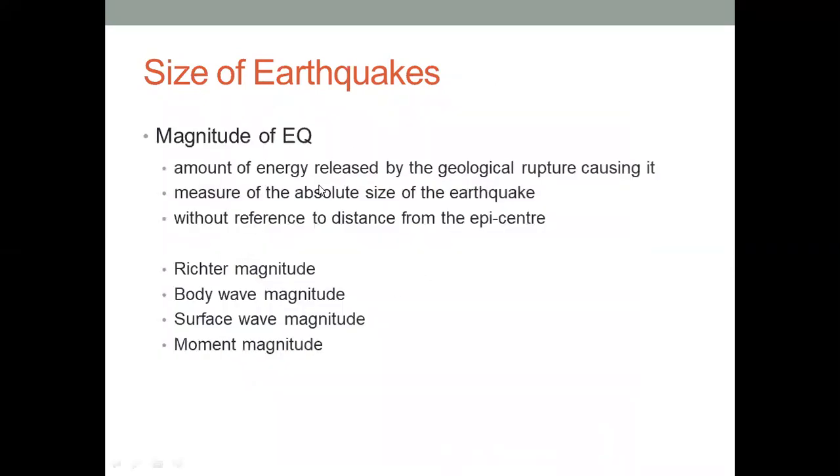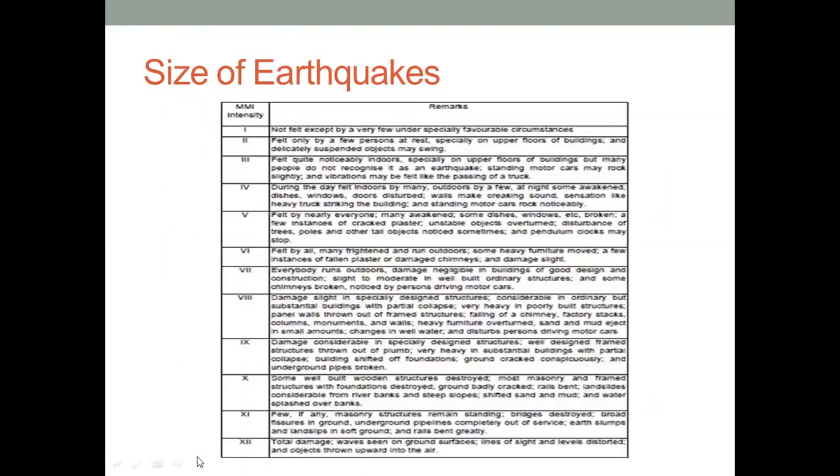Now another one, the size of the earthquake. One is with respect to the amount of destruction caused to society, and that is intensity. Let us see the last one, the 12th: total damage. Waves seen on ground surfaces, lines of sight and levels distorted, and objects thrown upward into the air. These are some of the effects of a severe earthquake, the higher level intensity.